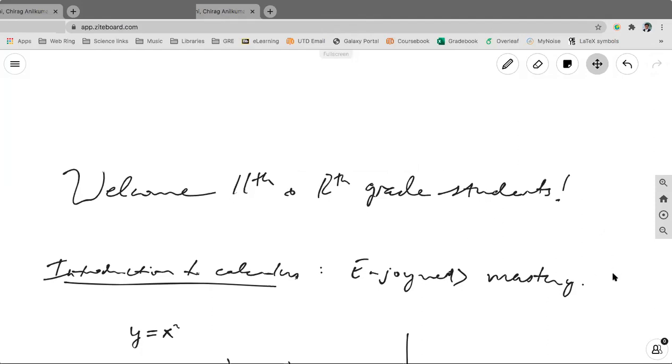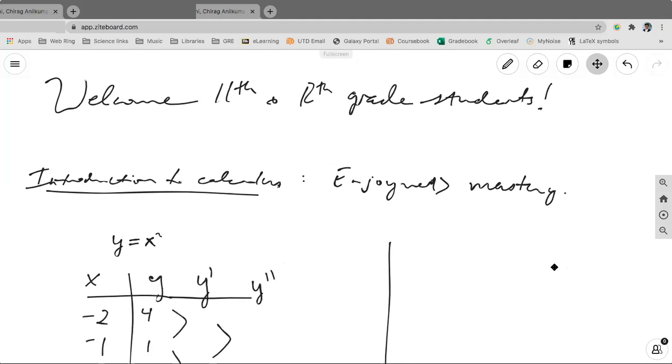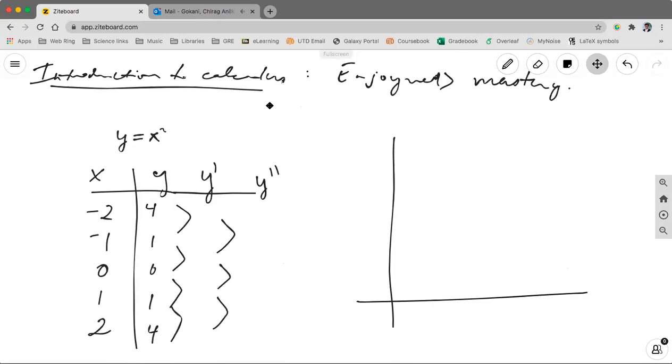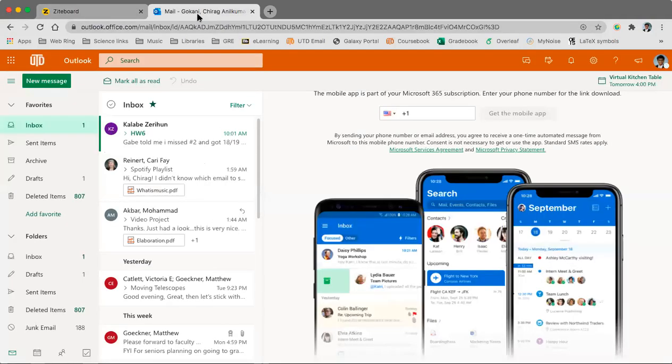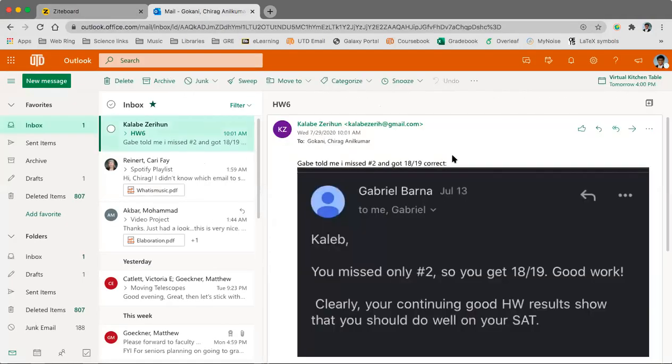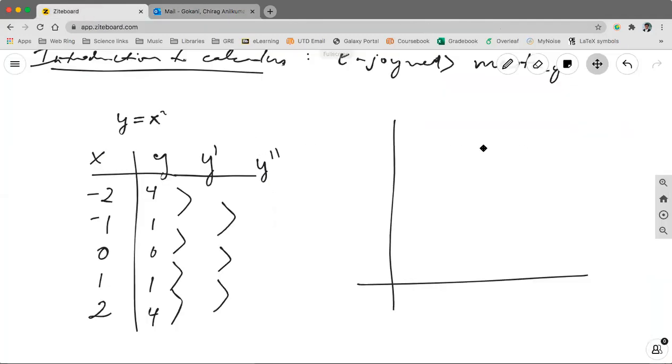Okay. So this is an introduction to calculus, and I'd like to start with something rather simple. Okay, so let's start with a function that you all know very well. y is x squared. This is the quadratic, and I'm going to plot this.